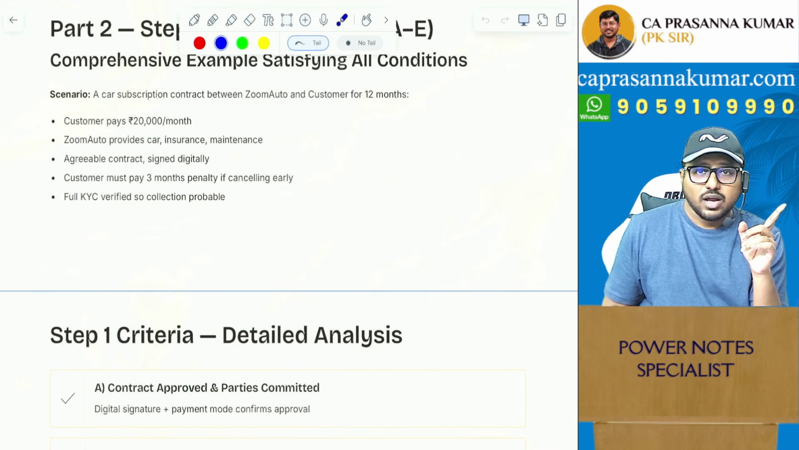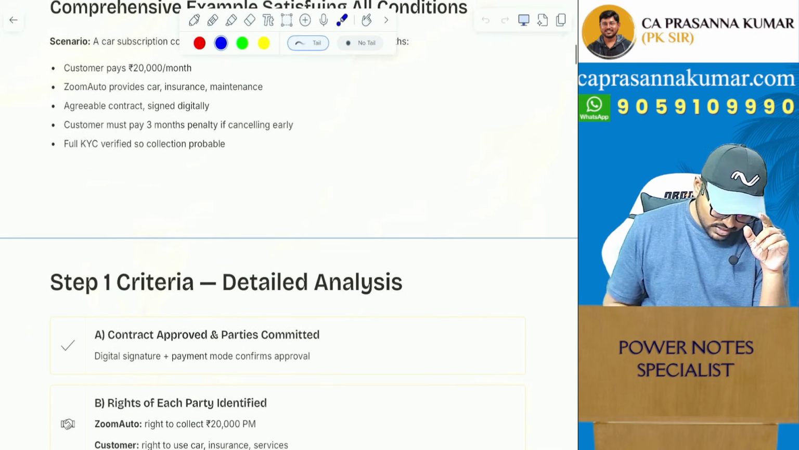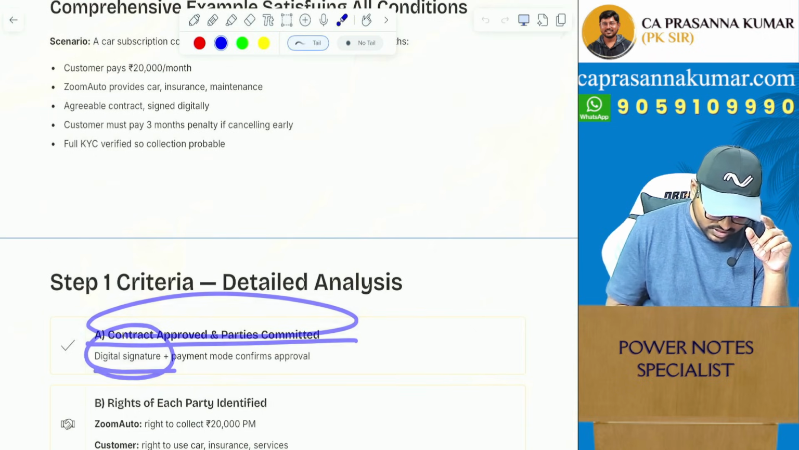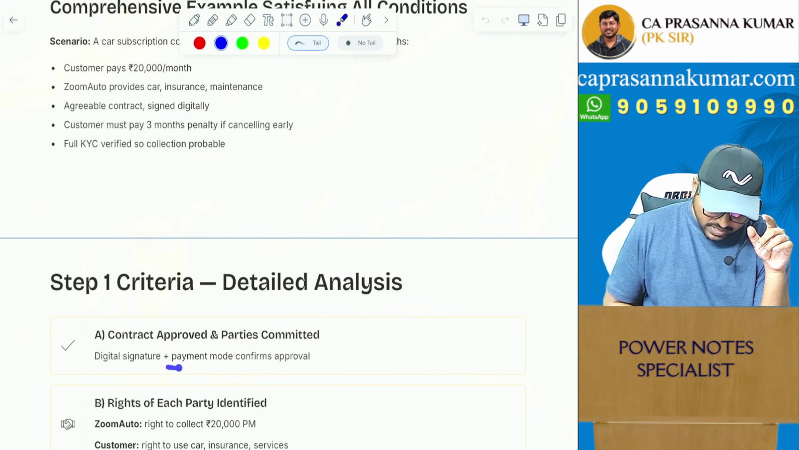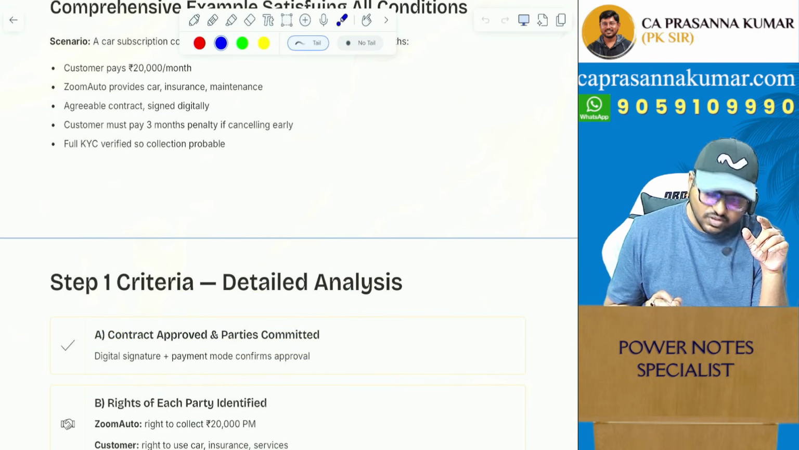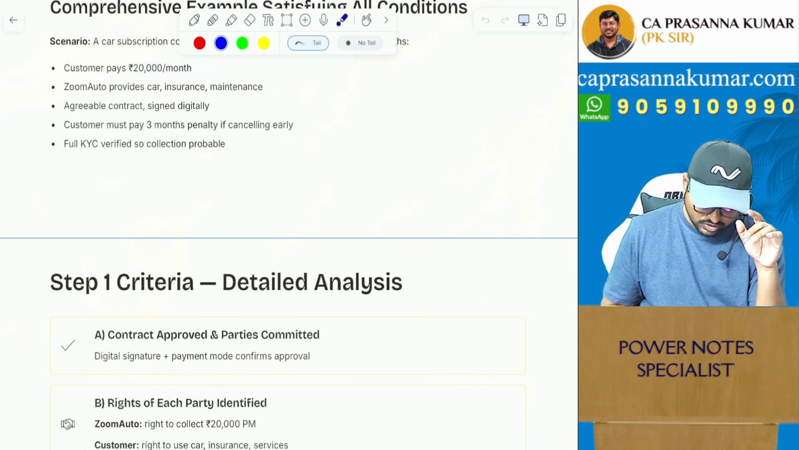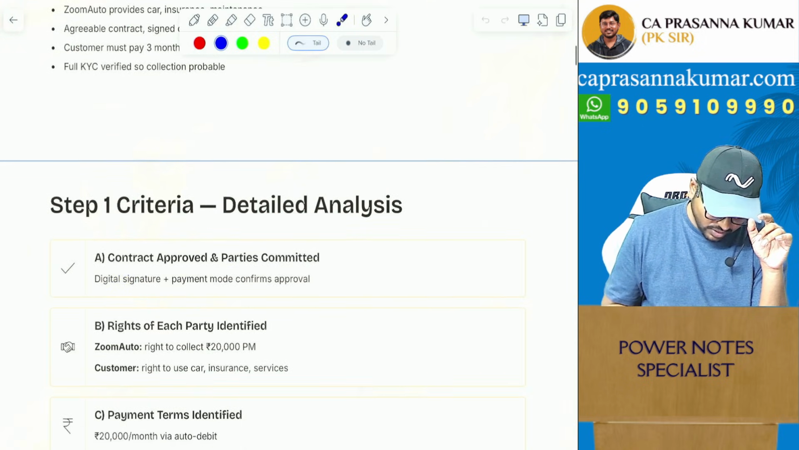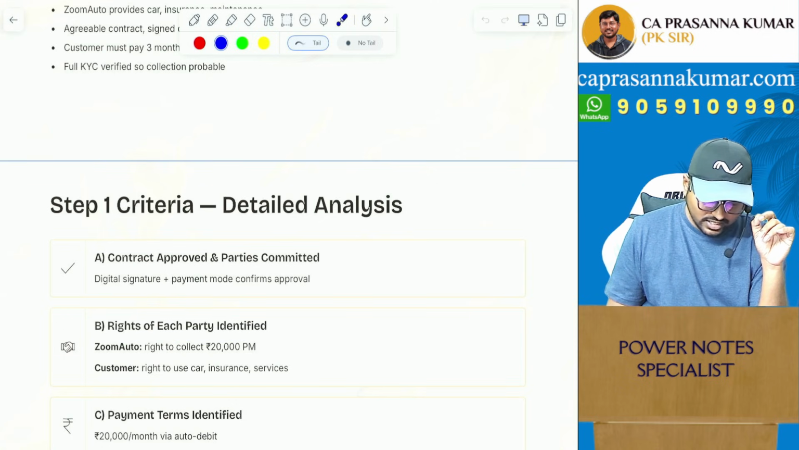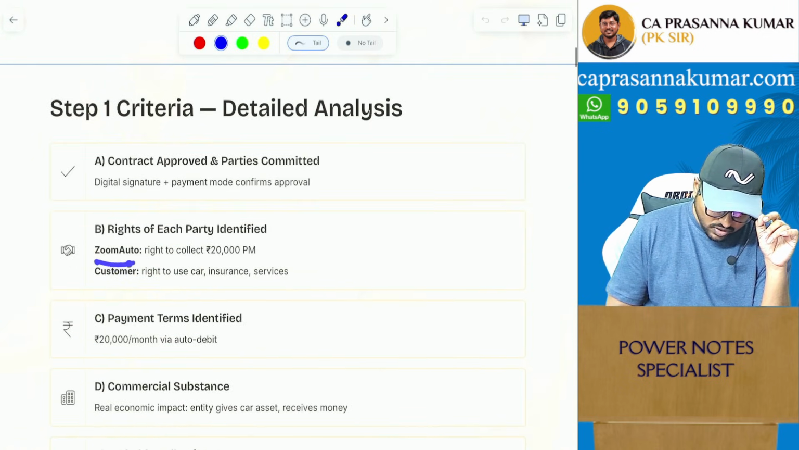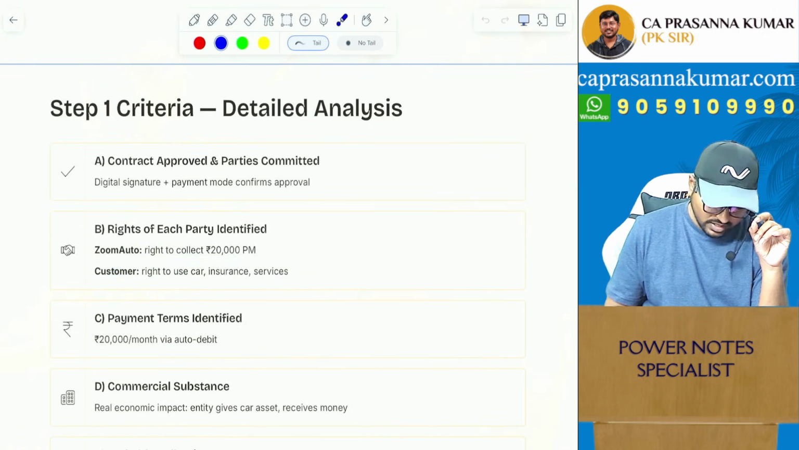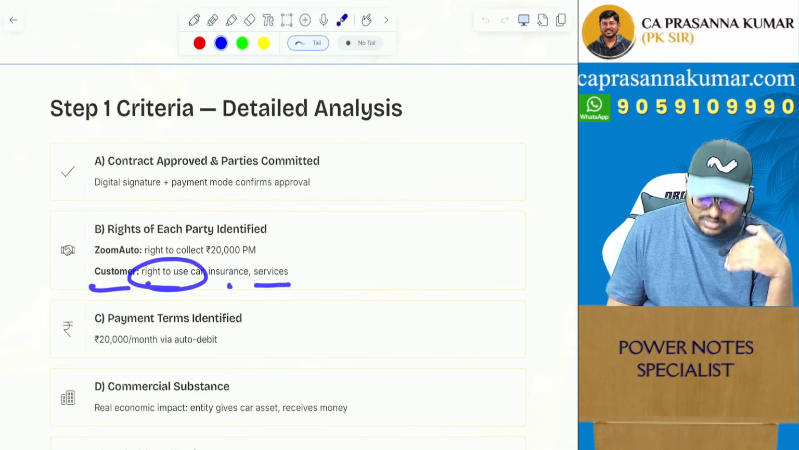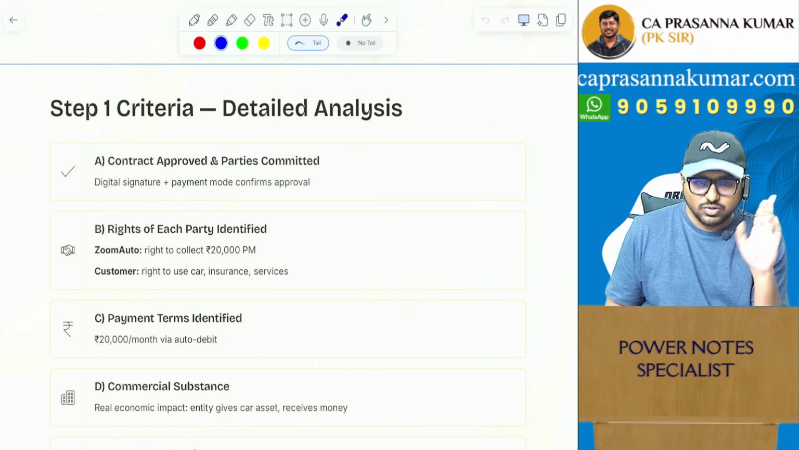Condition number 1, approval and commitment between the 2 parties. Is that condition satisfied? Yes, because there is a digital signature which these parties have signed, and the payment mode is also confirmed. So you have approval and commitment. Second point, rights of each party have to be identified. Did they identify? Yes. Zoom Auto has the right to collect 20,000 per month, and the customer has the right to use the car as well as the insurance service and maintenance service from Zoom Auto. That is also clear.